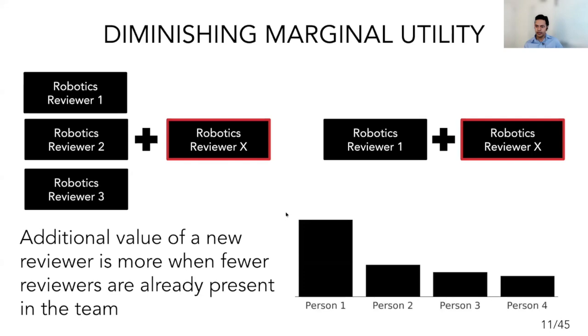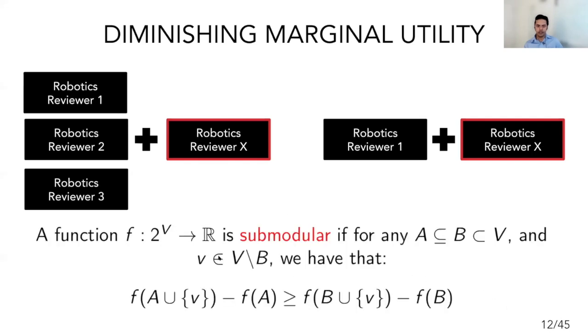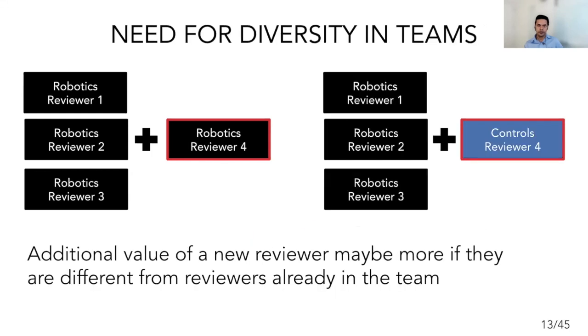And this quality called diminishing marginal utility is captured by certain functions called submodular functions. I will talk about how we leverage this mathematical property of submodular functions later in the talk. The second thing which we really care about is diversity. So when you have 3 reviewers who are providing one perspective, you want a new perspective to join the team. And someone who is coming from outside this group of robotics can provide a new perspective.